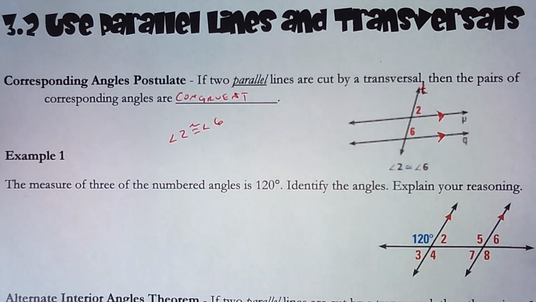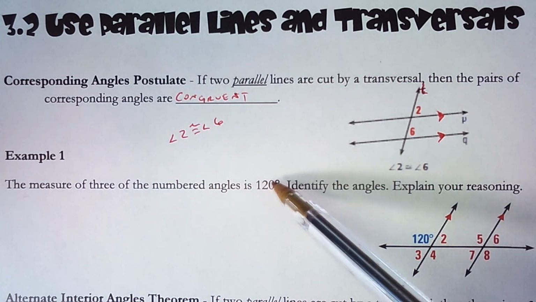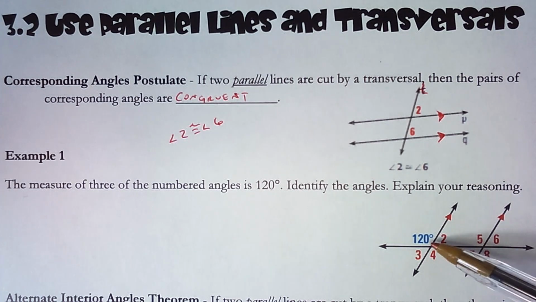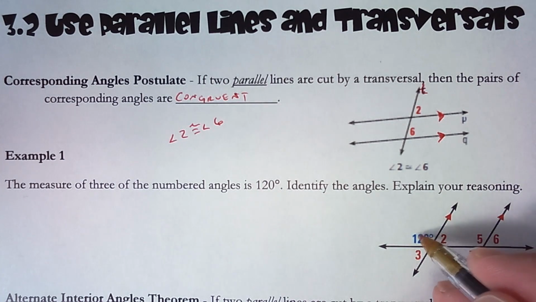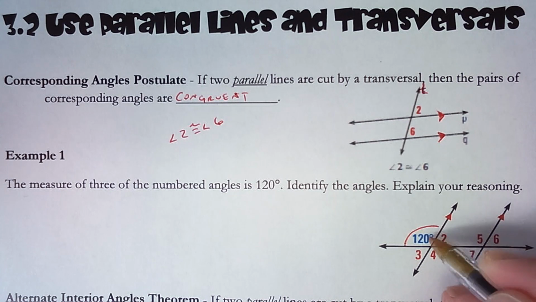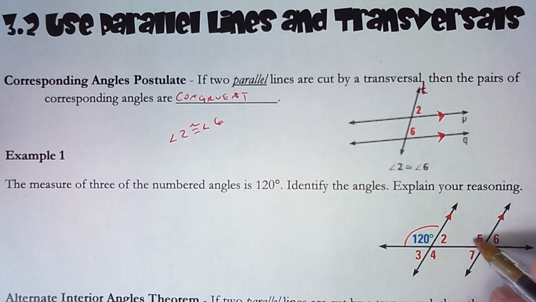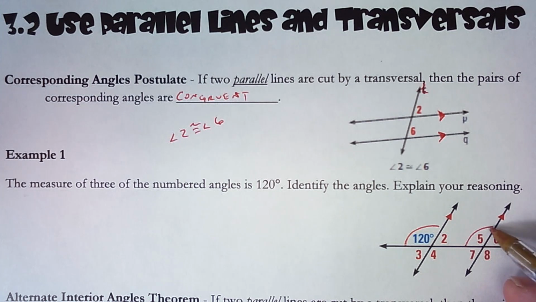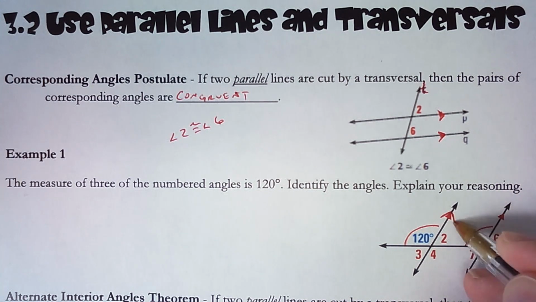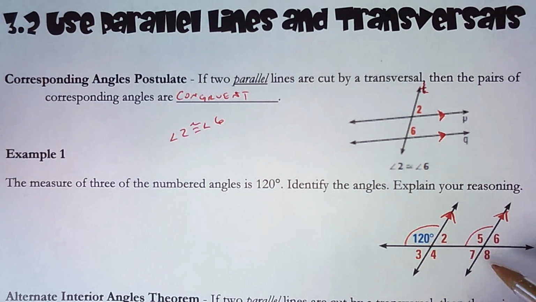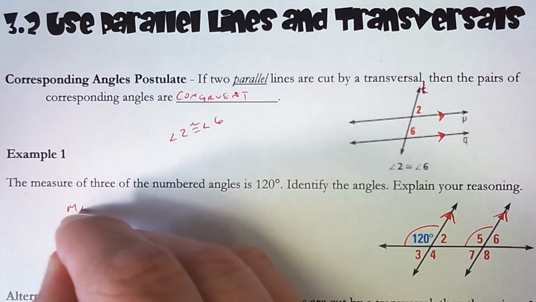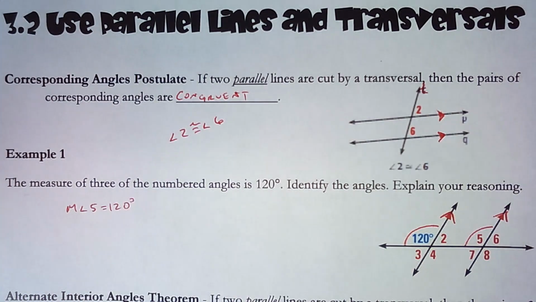Okay, so in this diagram, 3 of the numbered angles has measures of 120 degrees. So there's 120 here, and then the rest of them are just given numbers. Identify the angles that are 120 degrees. Okay, so I have an angle here that's 120, and it's in a top left position. And right here is another angle in a top left position. And because they are corresponding angles on parallel lines, I know that these two angles are congruent. So I know that the measure of angle 5 is 120 degrees.